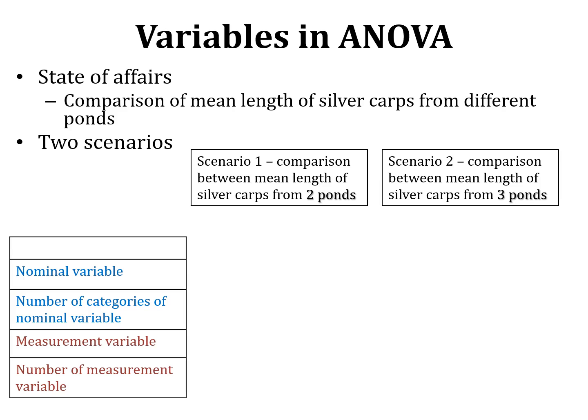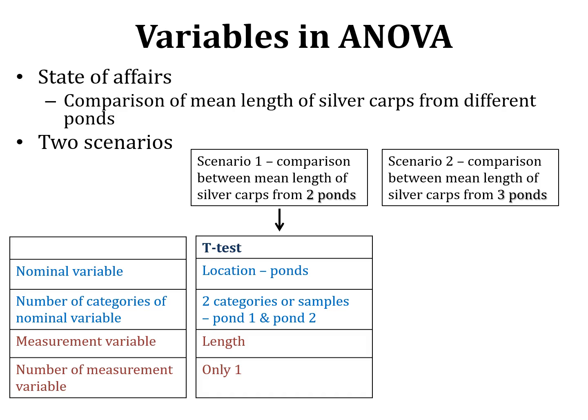And we are going to define the variables in these two scenarios. So the first scenario is where we can apply the t-test because there are only two samples. So the nominal variable in this case is the location, which are the ponds, right? And how many categories do we have? We have two categories or samples, pond number 1 and pond number 2.